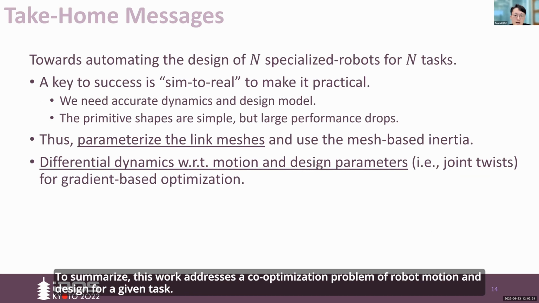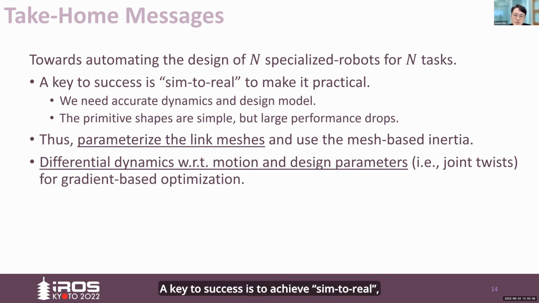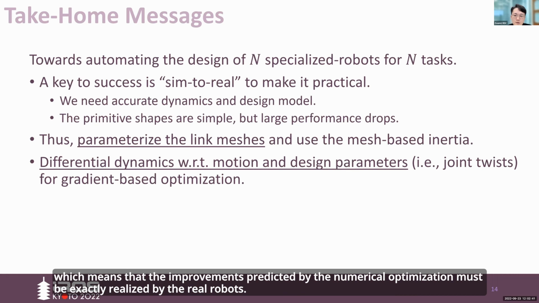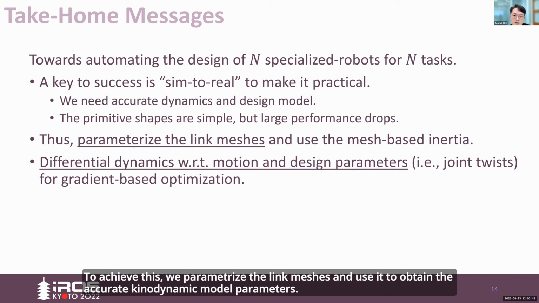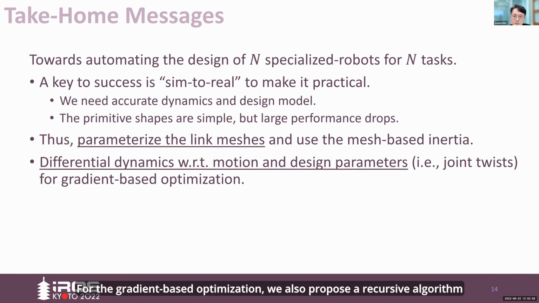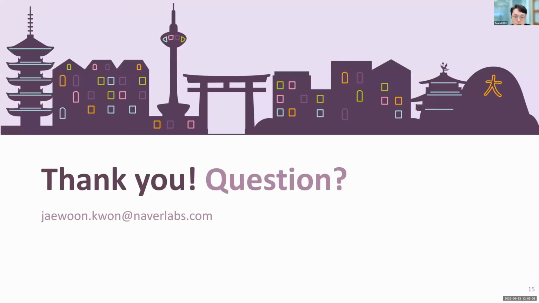To summarize, this work addresses the co-optimization problem of robot motion and design for a given task. A key to success is to achieve sim to real, which means that the improvements predicted by the numerical optimization must be exactly realized by the real robots. To achieve this, we parameterize the link meshes and use it to obtain the accurate kinodynamic model parameters. For the gradient-based optimization, we also propose a recursive algorithm for the differential dynamics with respect to both motion and design parameters. Thank you for listening.